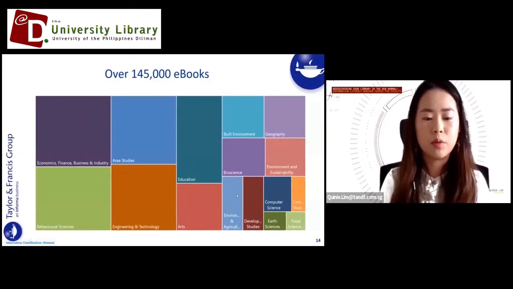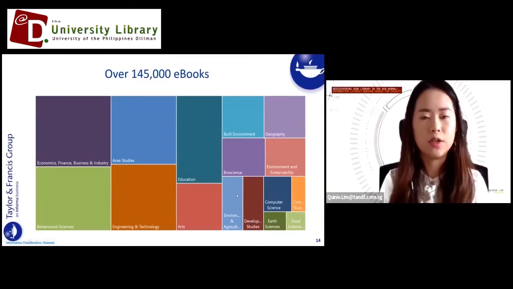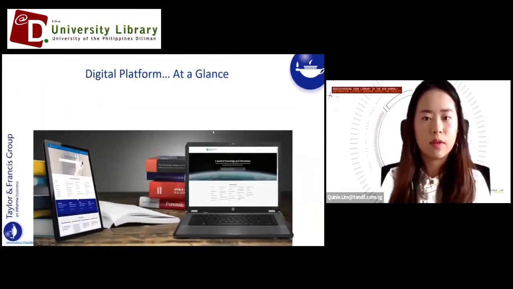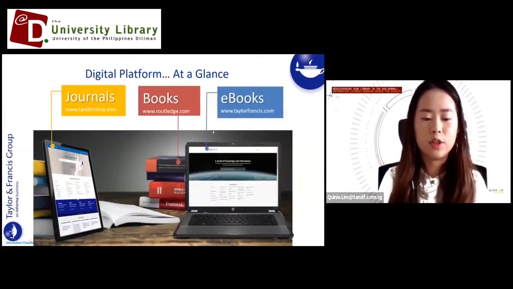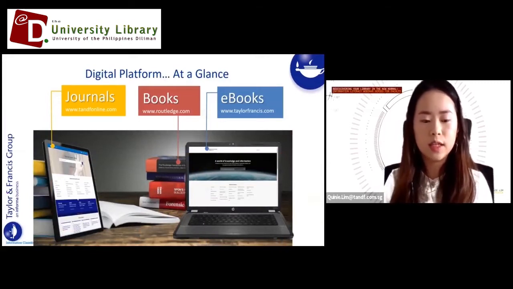This tree map shows the breakdown by subject area, the 145,000 ebooks that are being hosted on our ebooks platform. So at a glance, these are the links to our digital platforms that hosts our journals, books, and ebooks respectively. Today we'll be focusing on journals content of Taylor and Francis Group.